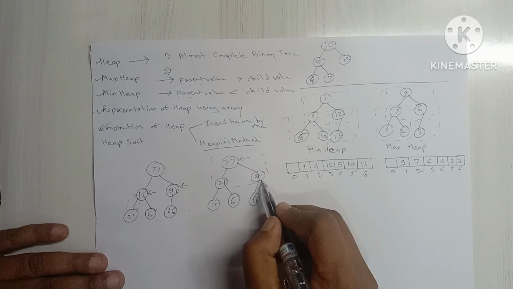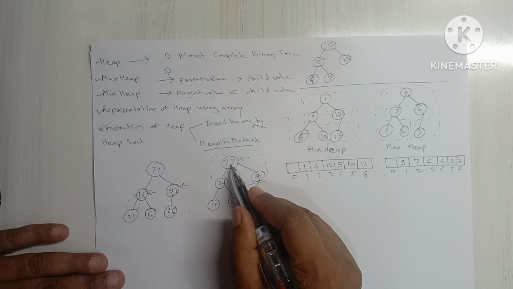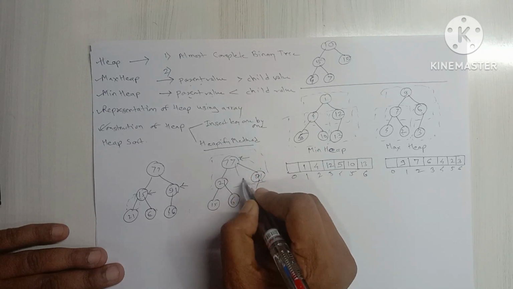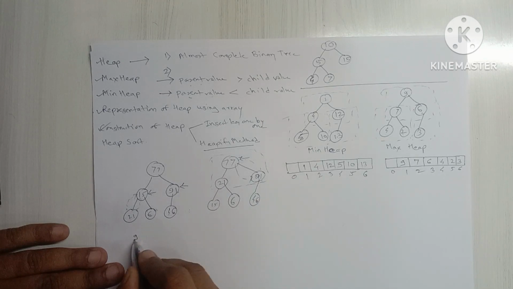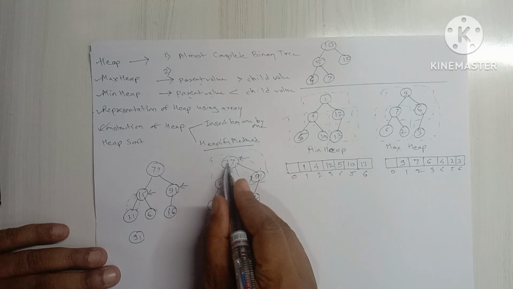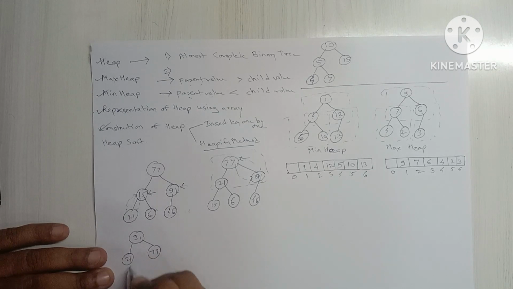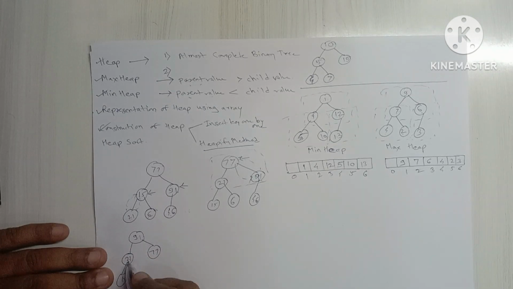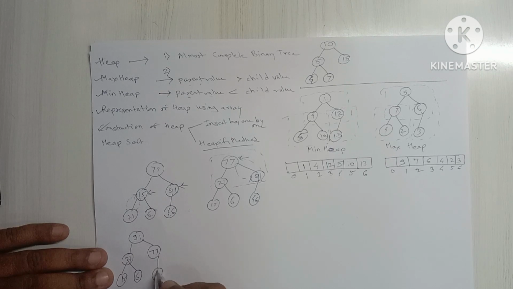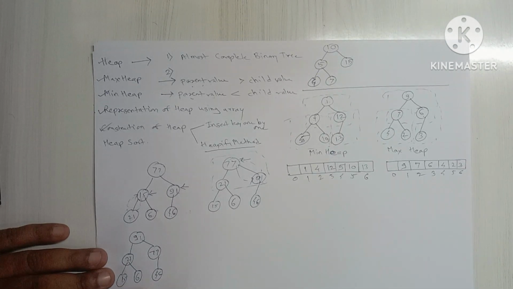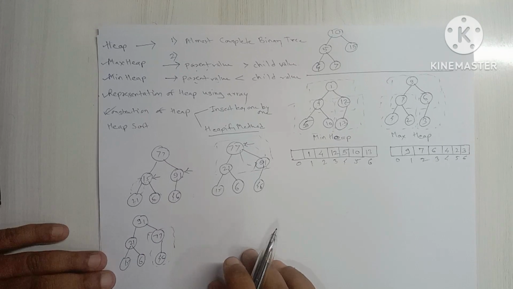Now 91 is here, which is greater than 77. So in that case, we need to swap it. So 91 will go up and 77 will go down. Here is the 21 as it is, 15, 6 as it is, and here is the 46 as it is. Now check whether it is a max heap or not. If we consider this right subtree, we can say this is the max heap.